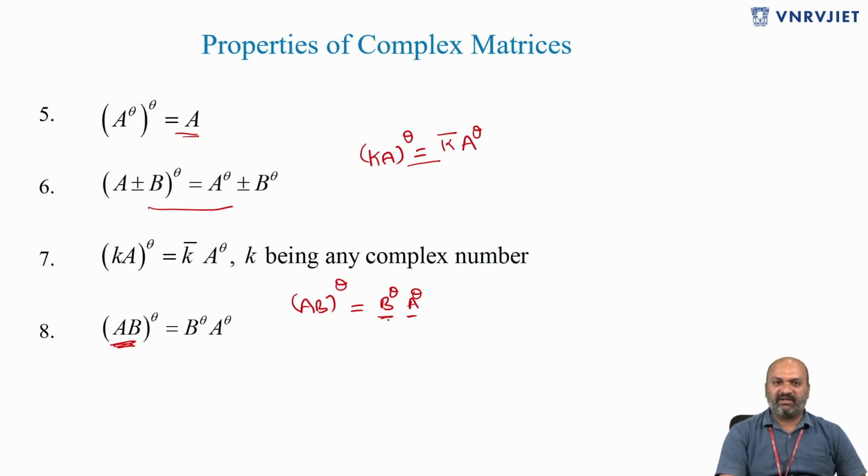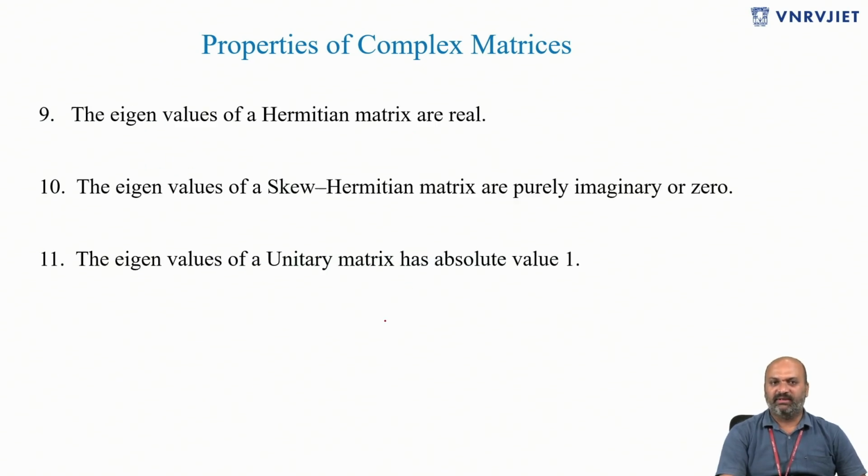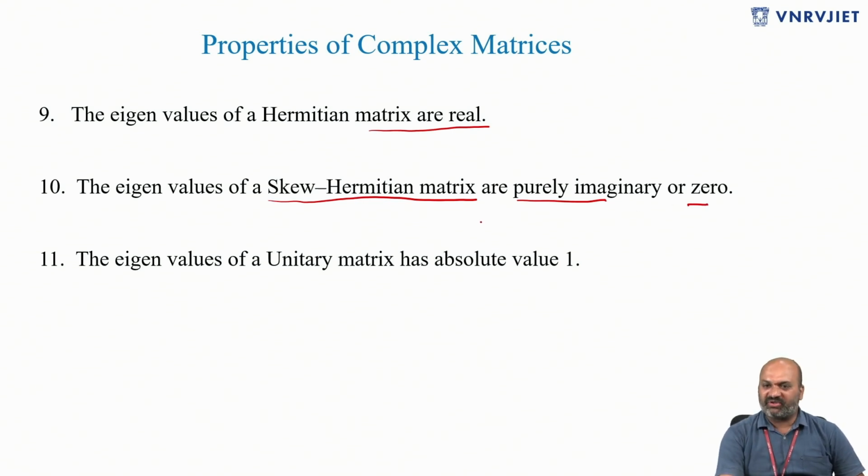Now the properties of complex matrices for eigenvalues. Already we have seen the diagonal elements of a Hermitian matrix are real. The same concept is applicable for eigenvalues also. The eigenvalues of a Hermitian matrix are real. Similarly, we have seen the principal diagonal elements of a skew Hermitian matrix are purely imaginary or zero. In the similar manner, the eigenvalues of a skew Hermitian matrix are purely imaginary or zero.